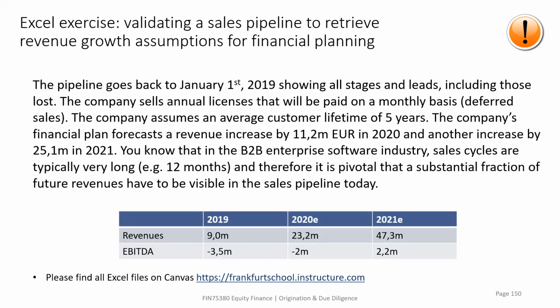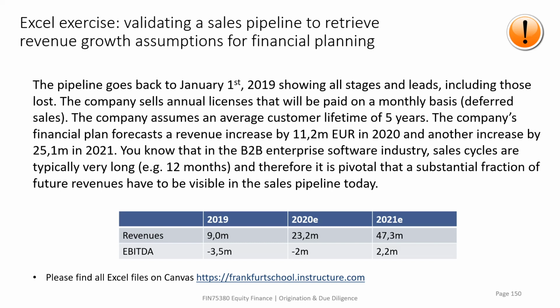The pipeline goes back to January 1st, 2019, showing all stages and leads, including those lost. The company sells annual licenses that will be paid on a monthly basis. The company assumes an average customer lifetime of 5 years, and the company's financial plan forecasts a revenue increase by 11.2 million euros for 2020 and another increase by 25.1 million euros in 2021.